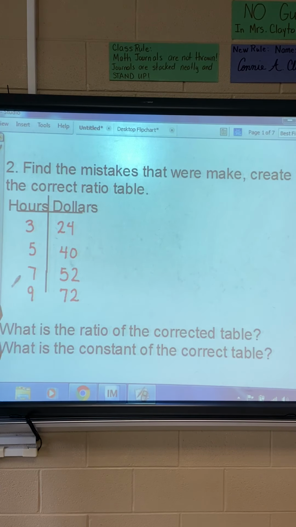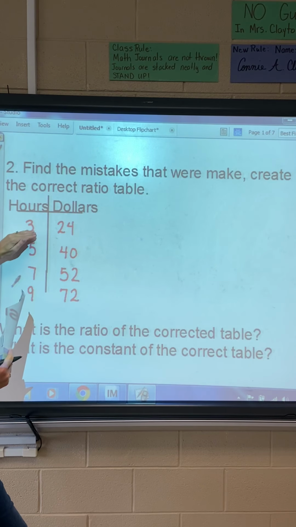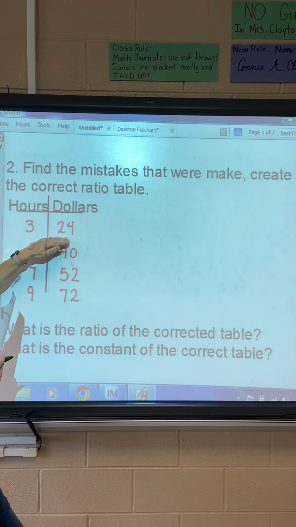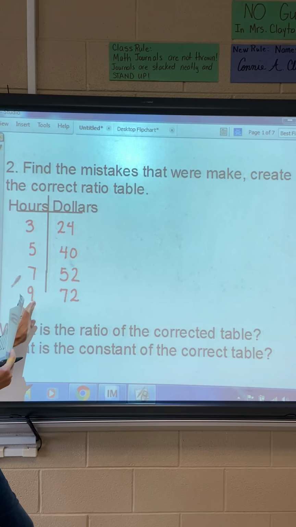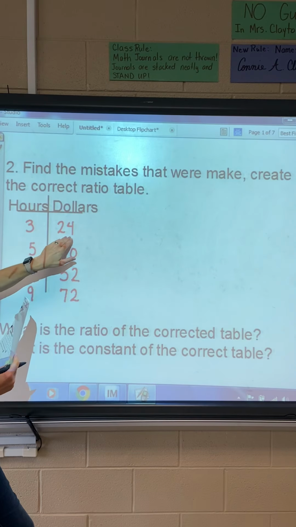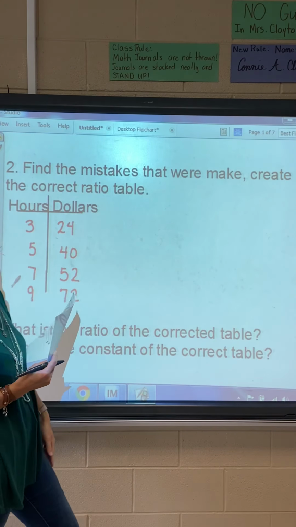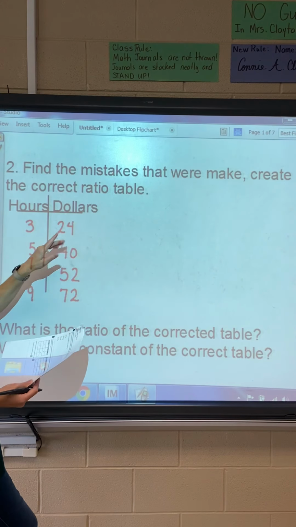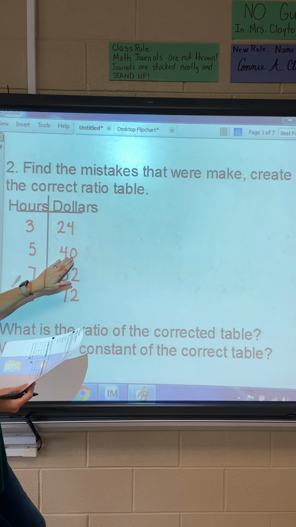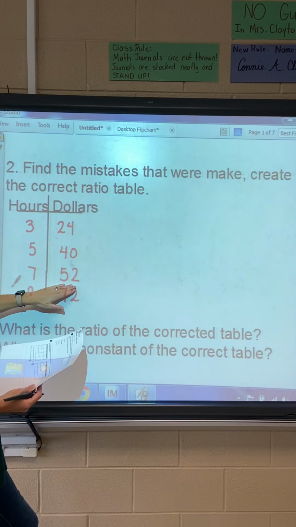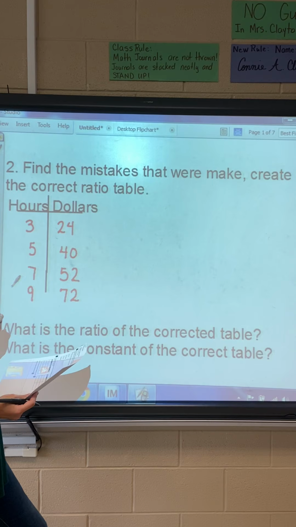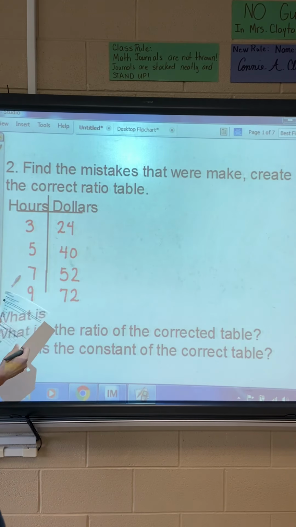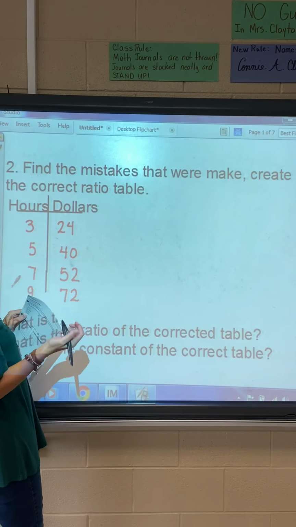All right, so let's look at it. A ratio table. We're looking for a constant that gets us from here to here. We're looking for something that is constant that we can multiply every single time to get from hours to dollars. So think about, you work 3 hours, you get paid $24. You work 5 hours, you get paid $40. You work 7 hours, you get $52. You work 9 hours, you get paid $72. So what is the ratio? How much money are you getting paid per hour?